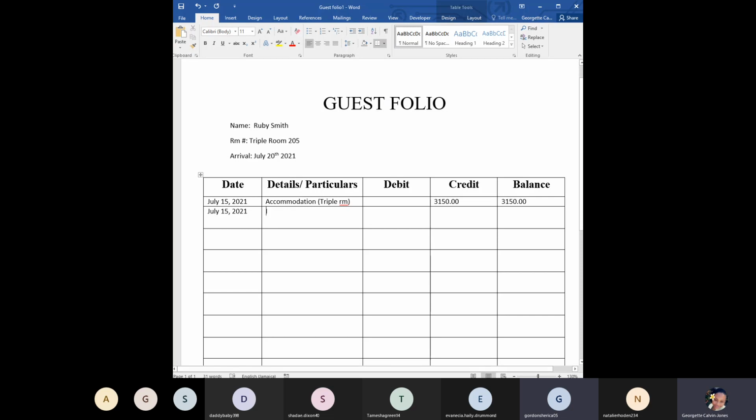All right, so that's the next thing that will go on our guest folio, a deposit that is made. And the deposit, because it's paid, well, you say it's debit, so we put it under the debit column. And to get our balance, we minus this 2,500 from the 3,150. All right, and what's the total? $650, miss.